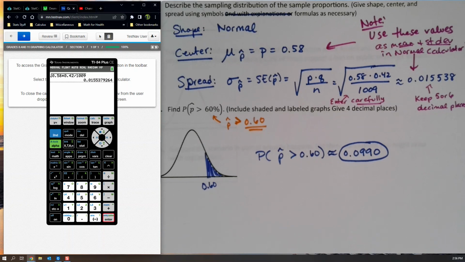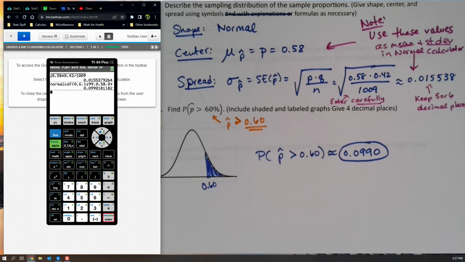All right, so now we're going to use normalcdf because it's a probability question. So we grab number 2. We say 0.6 is our lower, because that's the lower edge of what we're shading here. And then 1e99, because we're going to infinity. We say 0.58. And we say 0.015538. And paste it and press enter. And there you have it. Same answer as they received with StatCrunch.